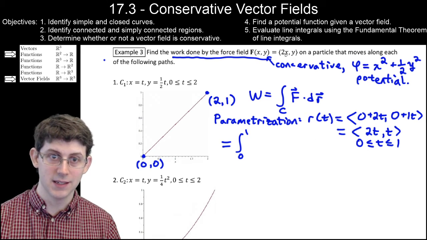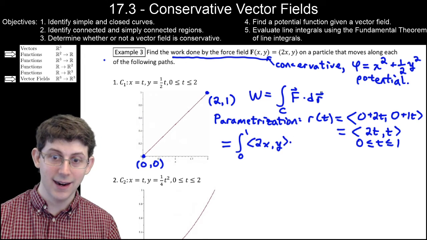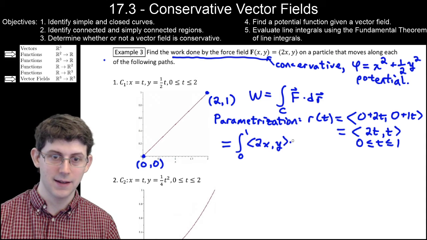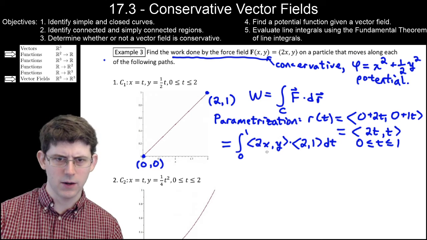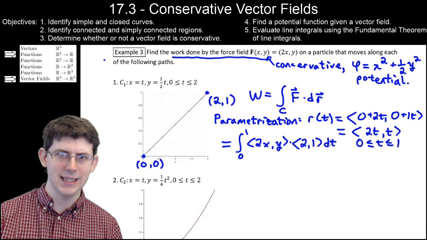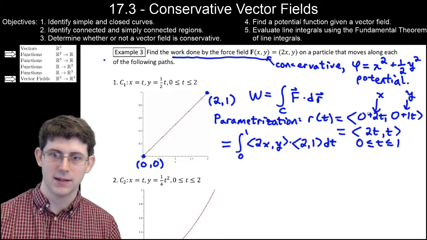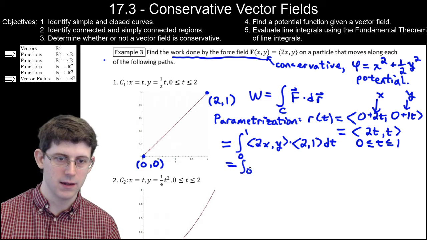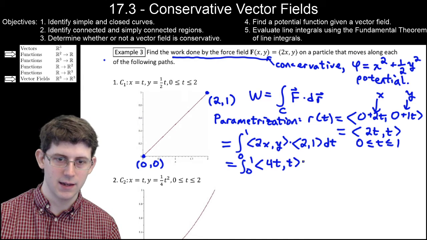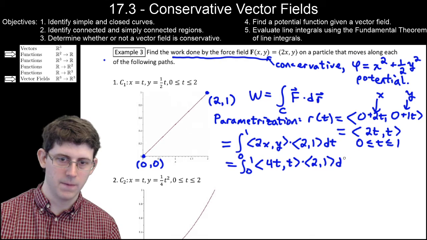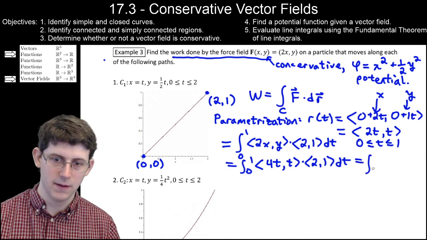My vector field is 2x, y, and dr is the derivative of this, dt. You notice that oh crap, I have x and y in my t integral, but this is x and this is y. So x is 2t and y is t. Now I have all t's, so I can do the dot product and then do the integral.